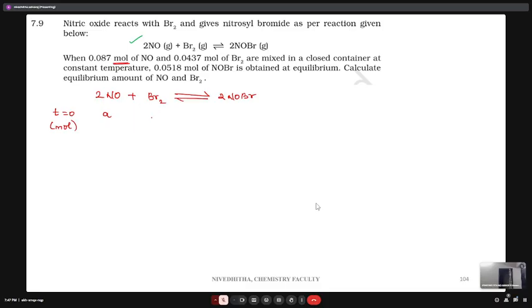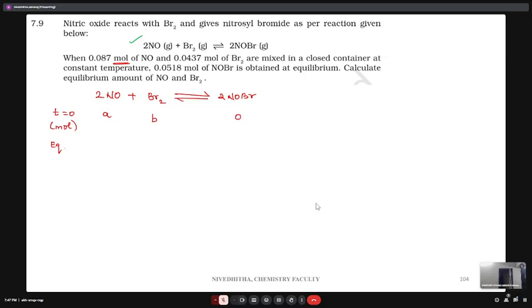Similarly, small b is the number of moles of Br2 taken initially. Since it is at the initial stage, reaction would have not started. So the number of moles of product formed is 0, right? But when the system is at equilibrium, a particular quantity of NO and particular quantity of Br2 would have involved in chemical reaction, right? And we don't know how much quantity was involved in the reaction, and similarly we don't know how much quantity of product formed also.